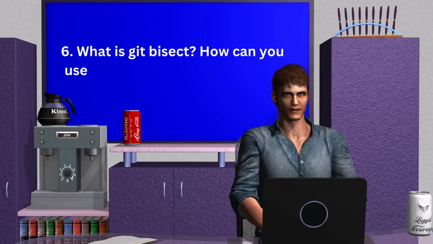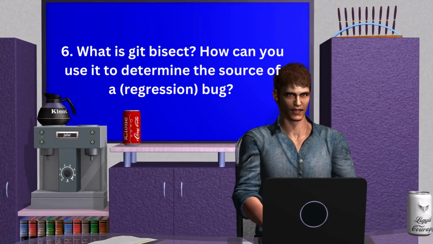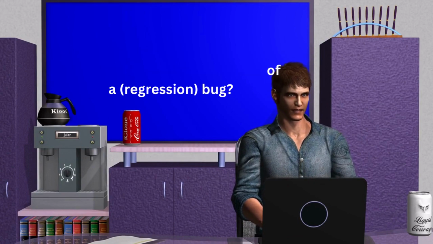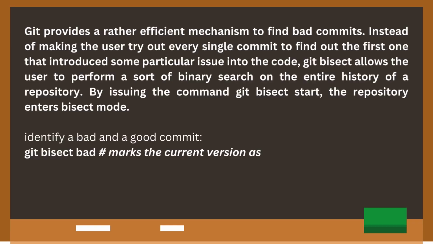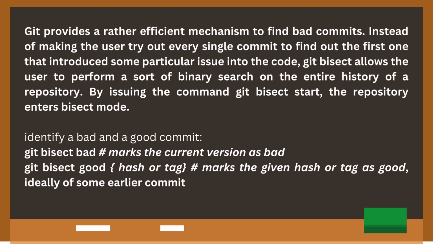6. What is Git bisect? How can you use it to determine the source of a regression bug? Git provides a rather efficient mechanism to find bad commits. Instead of making the user try out every single commit to find out the first one that introduced some particular issue into the code, git bisect allows the user to perform a sort of binary search on the entire history of a repository. By issuing the command git bisect start, the repository enters bisect mode.